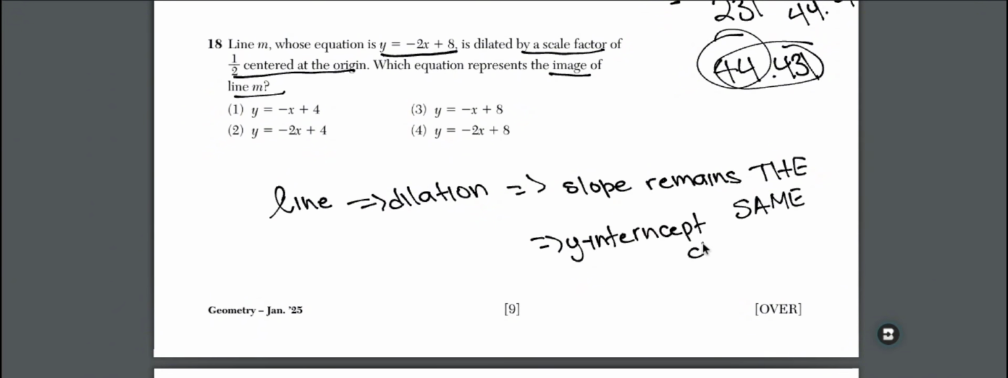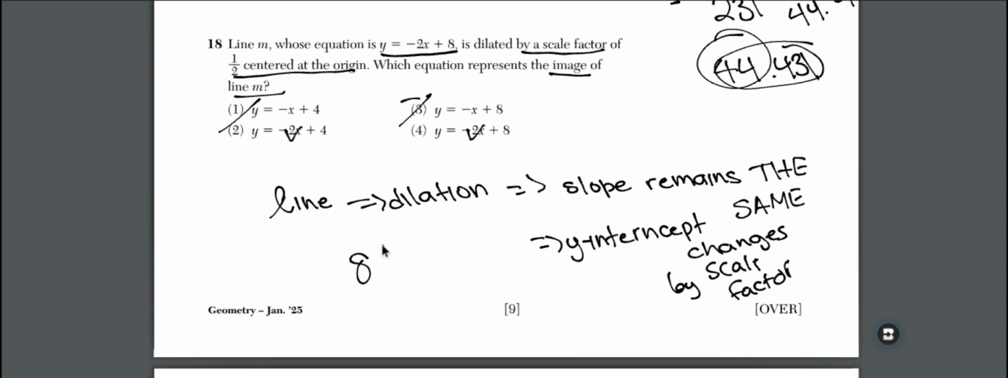Intercept changes by your scale factor. So here, in this case, I can eliminate answer choices 1 and 3 because it changes my slope. Now, 2 and 4. I know that I said when I have a dilation in a line, my slope remains the same. Okay, slopes are the same. And my y-intercept changes by the scale factor. So if I have 8 times 1/2, I'm going to get 4. So my new y-intercept is 4, and that is going to give me answer choice number 2. Okay?